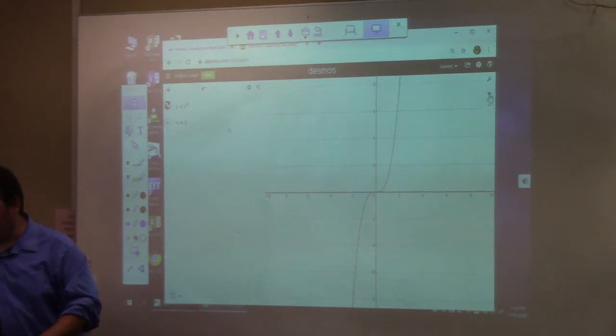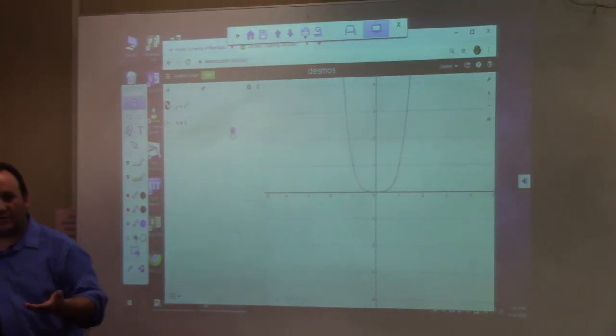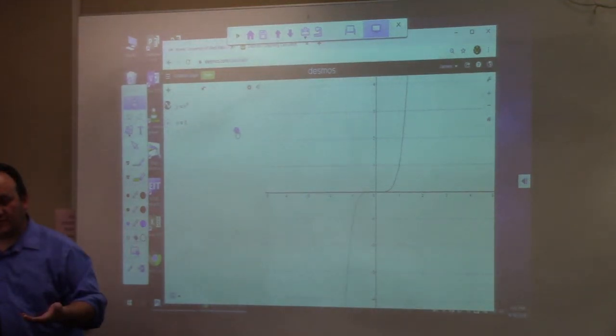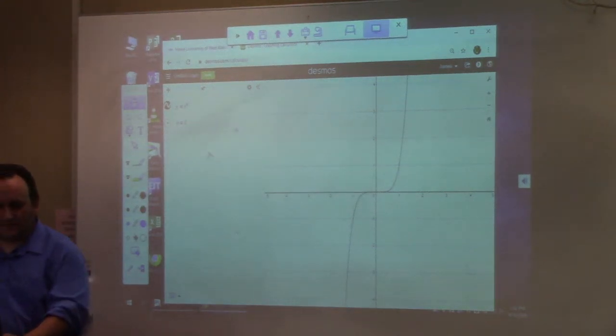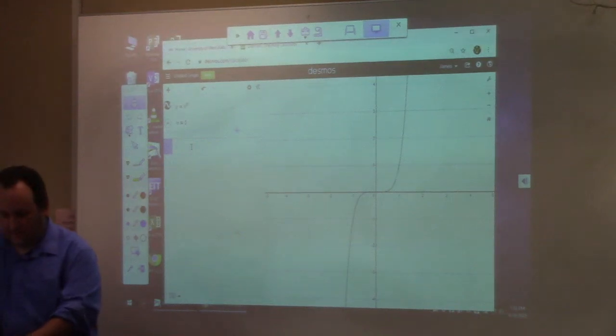Let me make it bigger here. What happens when we get to 4? We've got a quartic, right? Y equals x to the 4th. And what's y equals x to the 5th look like? It kind of looks like the cubic again, right? In fact, I think it's helpful to look at, say, y equals x, y equals x cubed, y equals x to the 5th, all in the same plot.